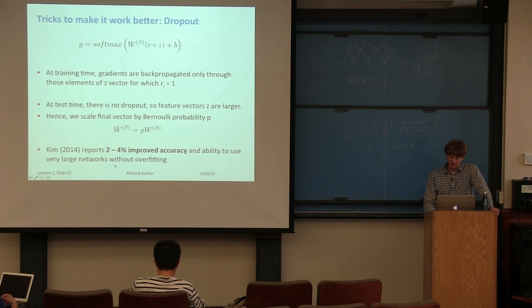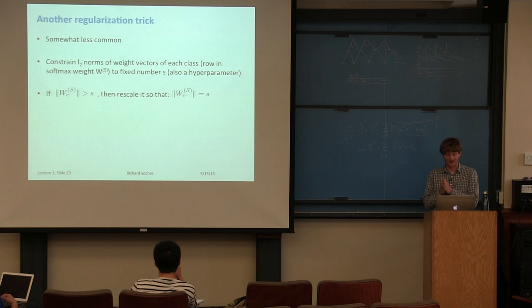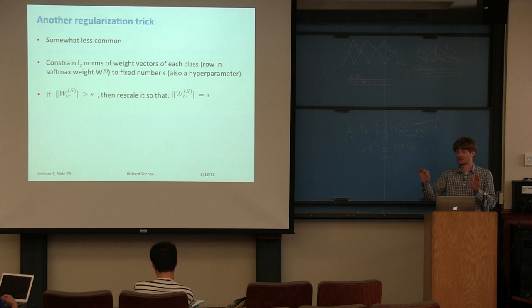Another one that he uses, which is somewhat less common, is to constrain the L2 norm of all the rows in our softmax matrix. Basically, each class's row vector he constrains to have a norm of at most S. So if during optimization the norm of any of the rows gets larger than S, he just rescales it to be exactly S. This will also prevent any of the single class weights in the final softmax from blowing up.